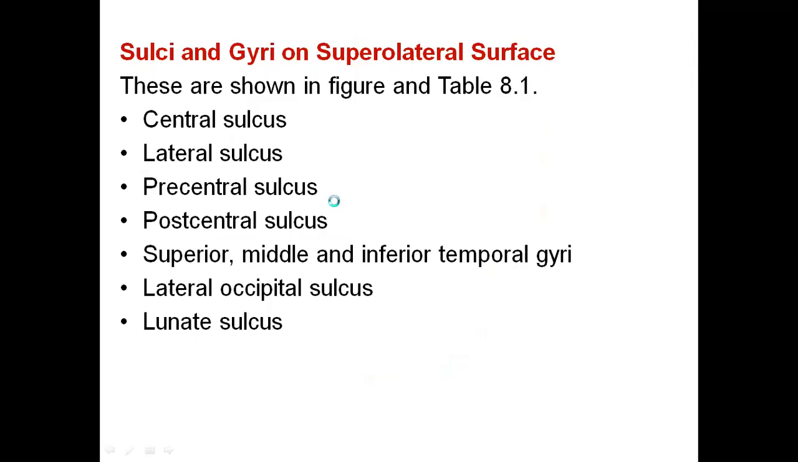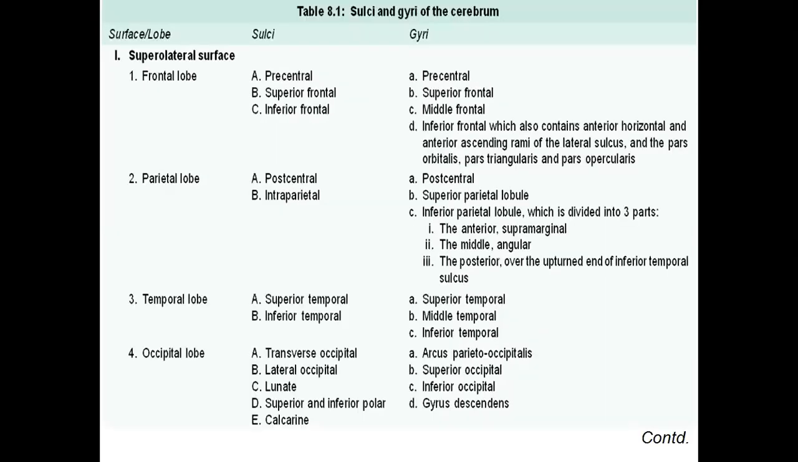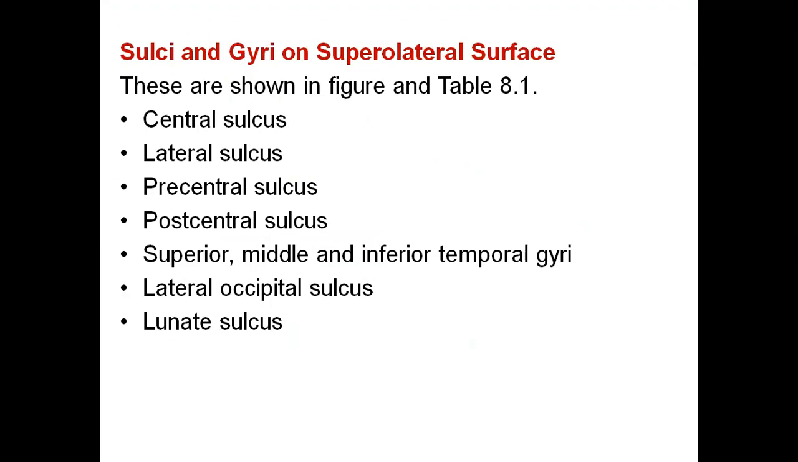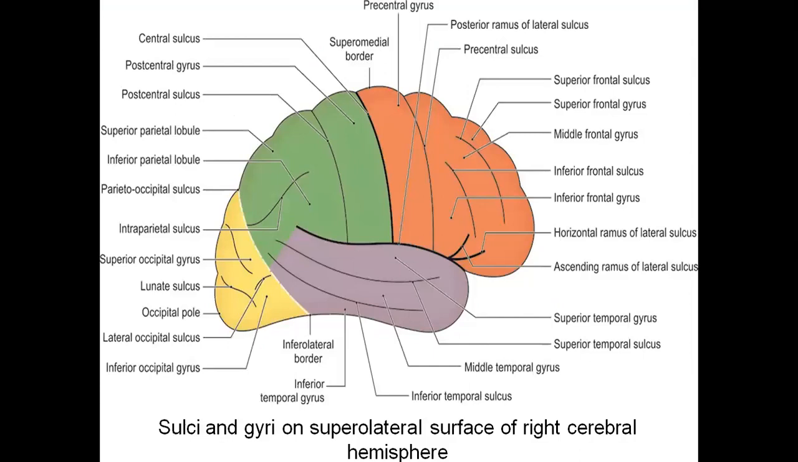Okay. Now, on the superolateral surface, I will take you to this table once I give you the basic information. Now see here, on the superolateral surface, we have one chief sulcus which divides the frontal lobe from the parietal lobe. You call this sulcus the central sulcus.